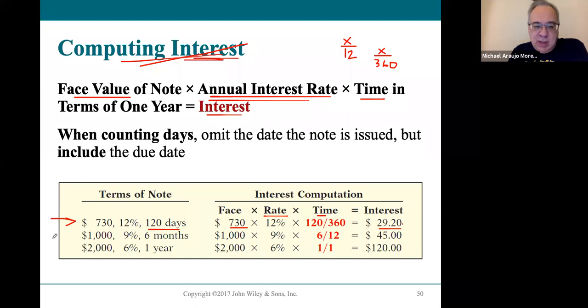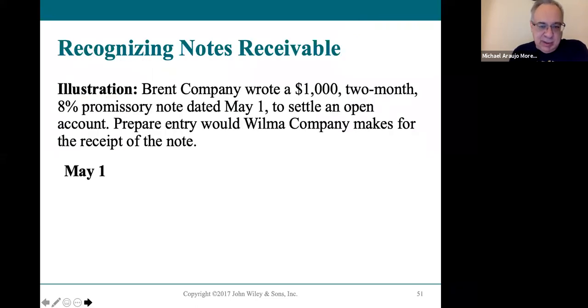The second note here is a $1,000 note at 9% for 6 months. Again, months, so it's going to be the number of months over 12 for the time. $1,000 times 9%, again, this is an annual rate, times 6 divided by 12, gives you 45 bucks. So when this is due on its maturity date, they will be collecting $1,045 that day. And that's basically all there is to it.